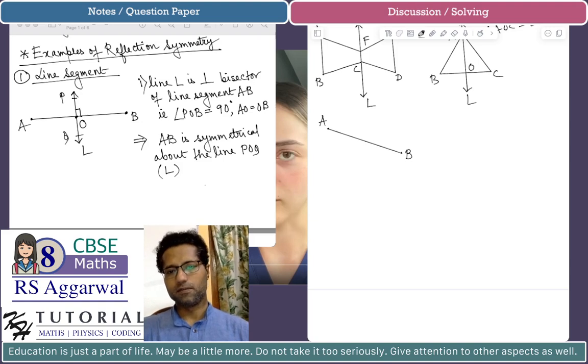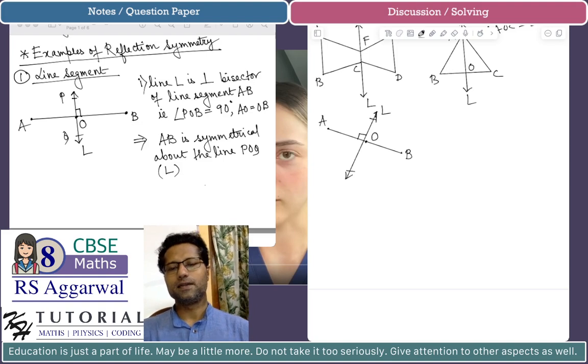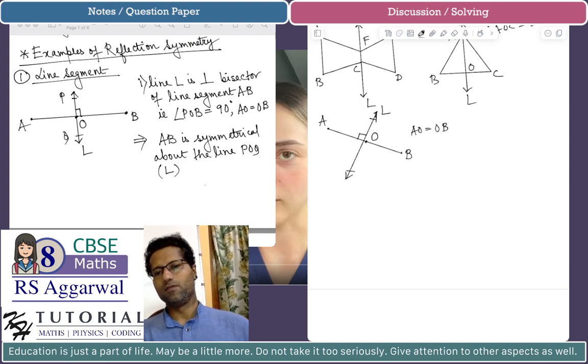That is, first take the midpoint of the segment AB, and let's say this midpoint is O. If you draw a perpendicular line passing through the point O, this line, let's say L, is the line of symmetry for the segment AB. And you can clearly see that the two parts on either side of the line L are the segments AO and OB, and clearly we know that AO will be equal to OB.